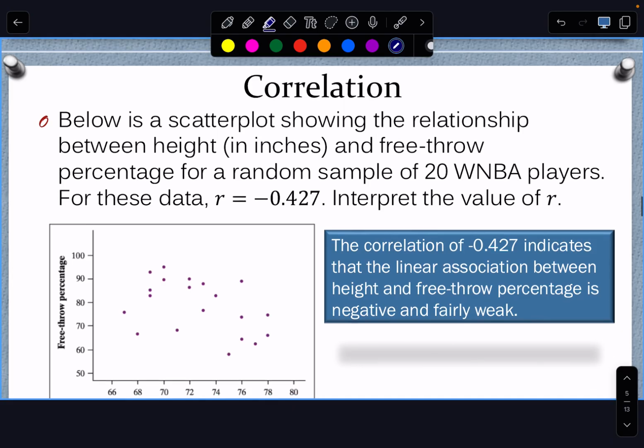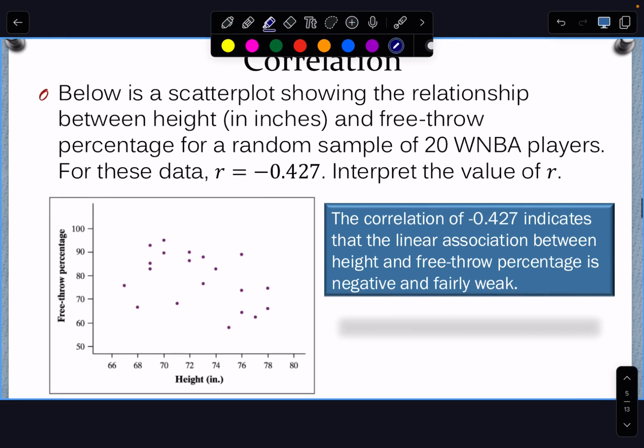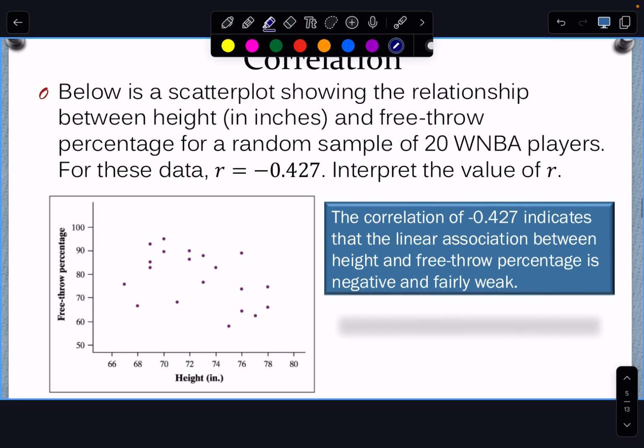Next thing, when we interpret correlation, here we have a scatter plot showing the relationship between height in inches and free throw percentage for a random sample of 20 WNBA players. For these data, when we calculate the correlation value, we get negative 0.427, and they want us to interpret that value for correlation, for R.